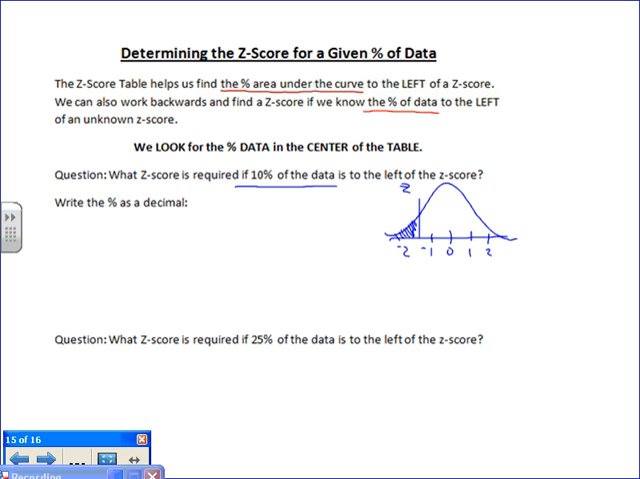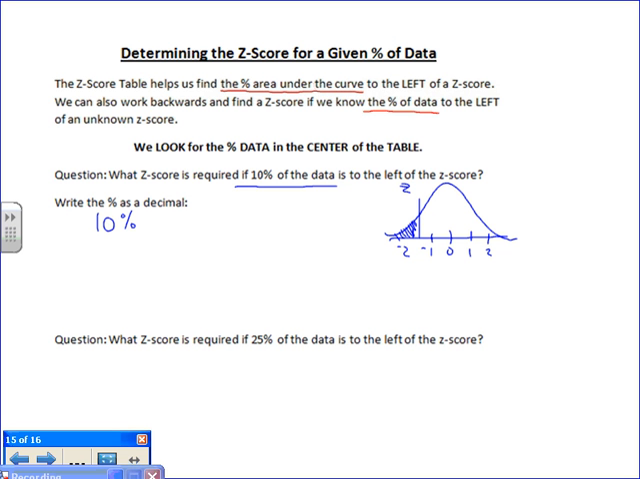Okay, so let's go ahead and figure out exactly what the z-score is. 10% of the data can be written as a decimal. I want to look it up in the center of my table, and in the center of my table, they're not percentages, they're all fractions. So they've all been divided by 100%. So we're going to do the same thing.